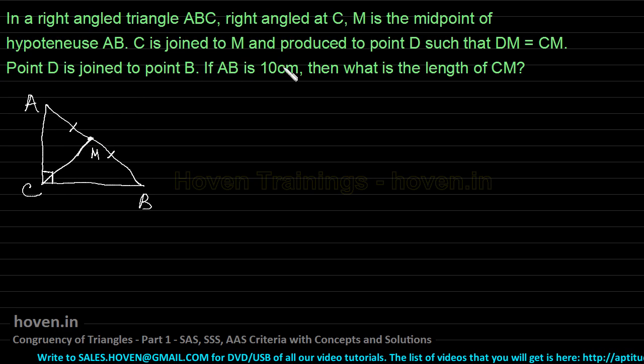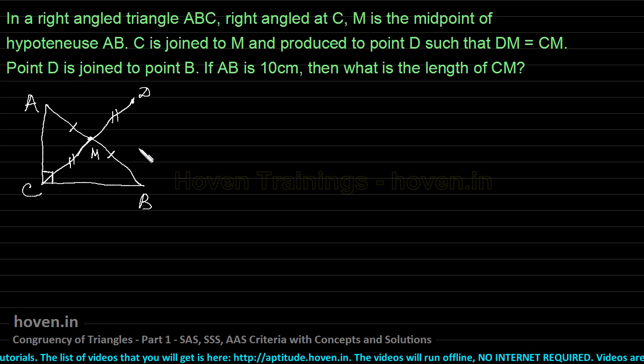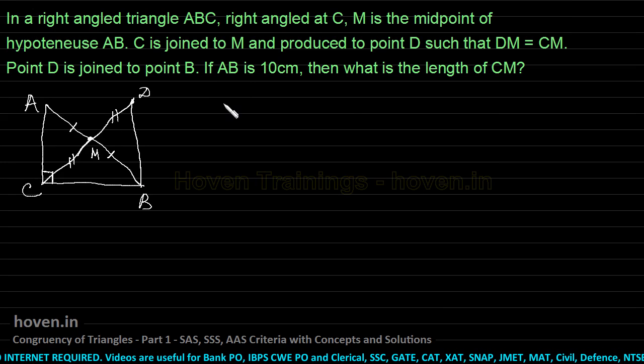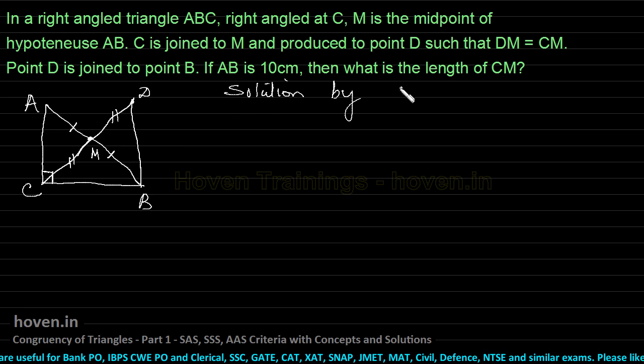Joined to M and produced to point D such that DM is equal to CM. Produce it to a point D. So this and this have been given equal to us. Point D is joined to point B. If AB is 10 cm, this is 10, then what is the length of this small CM? This question can be easily solved by using circles, but I am solving it by congruency, solution by congruency.